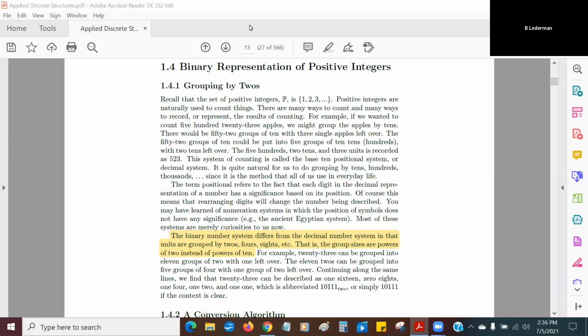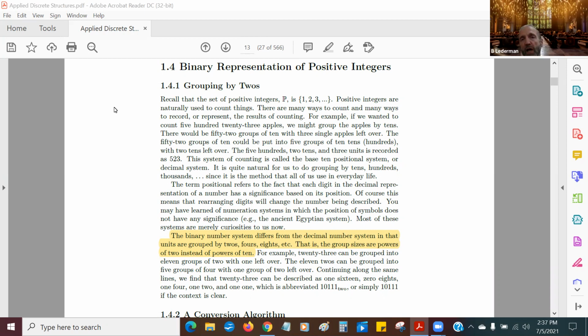Hi, everybody. We're going to do right now 1.4 in applied discrete structures. And this is about binary representations of positive integers. That's, as you know, ones and zeros; they say computers are like strings of ones and zeros. And that's really what this is.